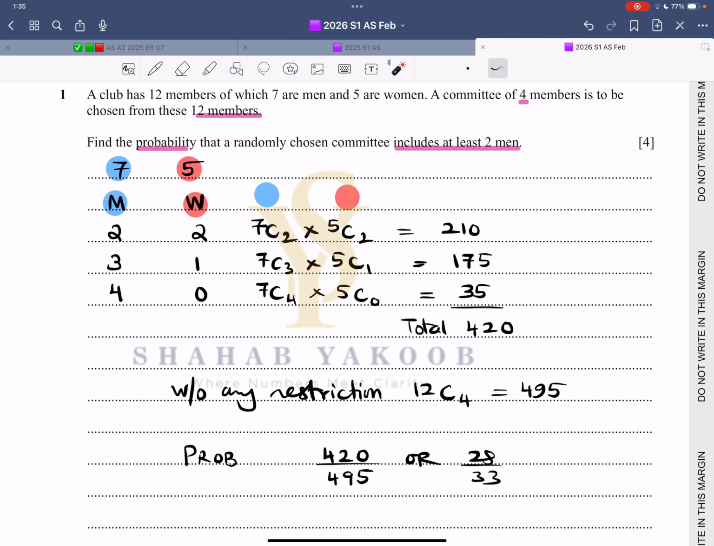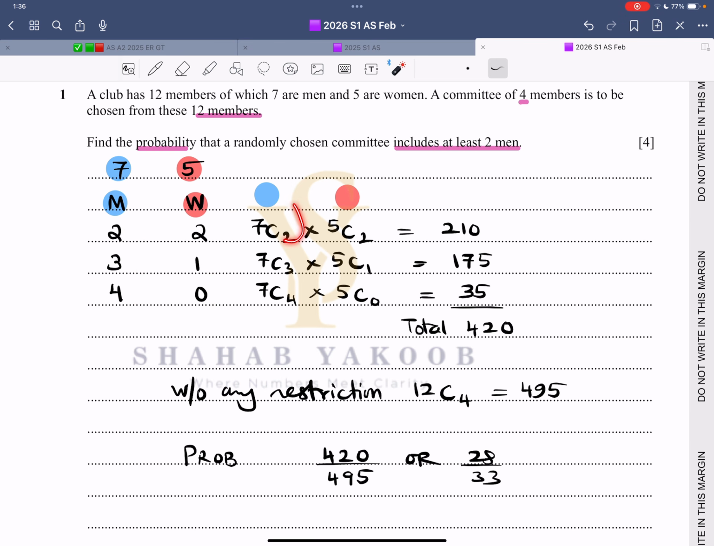It's a question of selection. A committee has everyone of equal status. Find the probability that a randomly chosen committee includes at least 2 men. So first of all, at least 2 men means exactly 2 or more than 2. So 2 men, 2 women, 3 men, 1 woman, 4 men, 0 women.